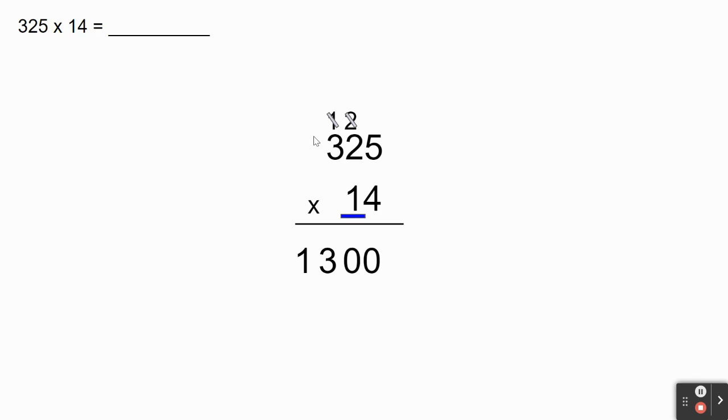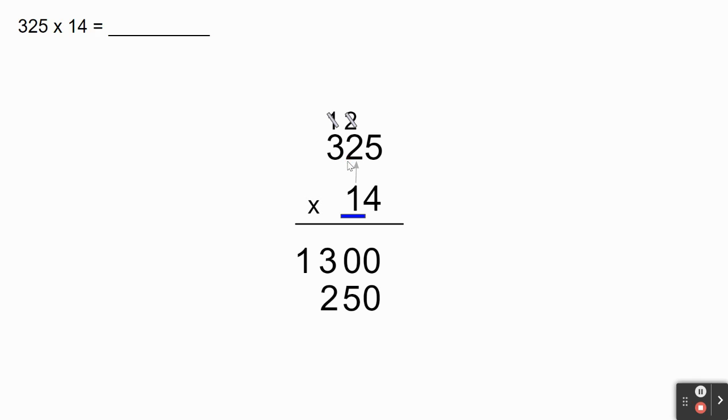We're now going to multiply 325 times the 1 in the tens place. Since the 1 is in the tens place, it's really like we're multiplying 325 times 10. We're going to place a 0 in the ones place in the bottom so that our answer starts in the tens place. Now we can multiply 1 times 5 since the 5 is in the ones place. 1 times 5 is 5. Next we can multiply 1 times 2 since the 2 is in the tens place. 1 times 2 is 2.